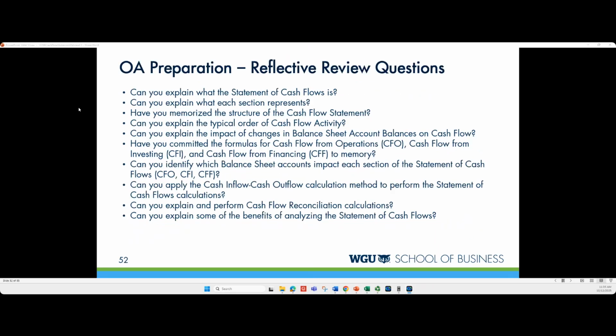The next thing I have for you, and we won't go into this in detail, but because it's in the slideshow, you'll have them to consider. Based on our cash flow statement, here is a list of reflective review questions you should ask yourself to make sure you have the sufficient level of knowledge of the cash flow statement, its structure, and its calculation so that you are prepared for the OA. And you can review these as you're working through the materials.